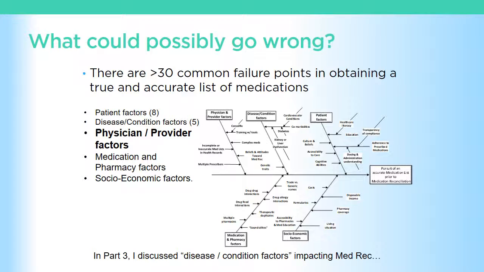But as I talk about these 30 problems in this 8-part series, I want you to refer to this fishbone or Ishikawa diagram that shows all these factors that come together to make it very difficult in our pursuit of an accurate and true medication list.